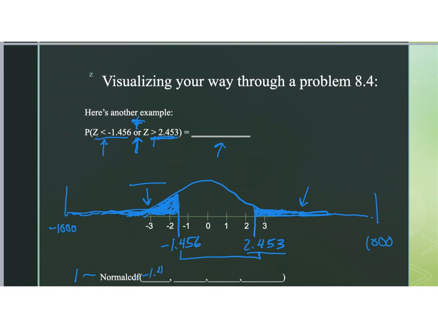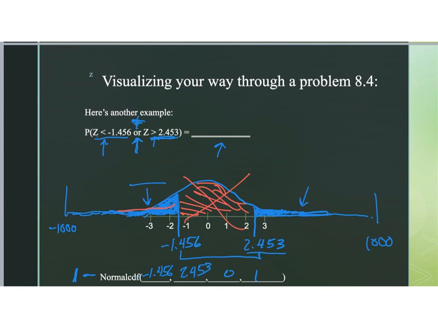So negative 1.456 all the way up to 2.453, comma 0, comma 1. And if I take that result and subtract that from 1, basically what I'm finding on my calculator is the area in between, and then we're subtracting that from 1, so we're leaving that out, and what we're left with is the total area within the two tails.